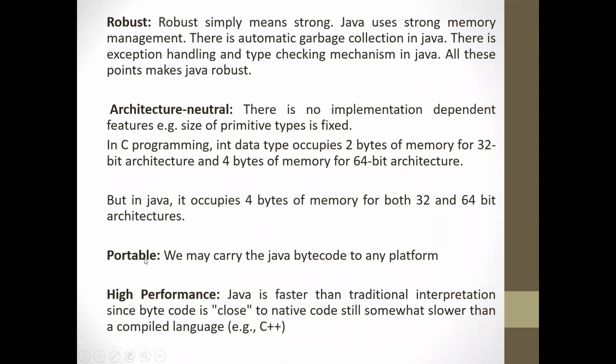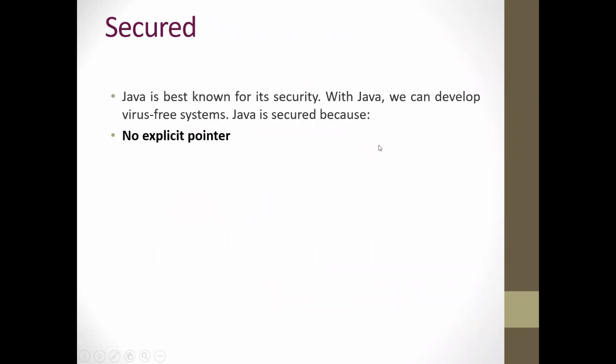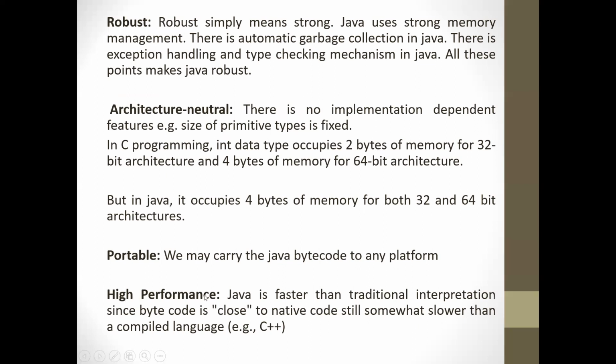Java is also portable, as we can carry the bytecode to any platform; we can take the class file and work on any machine. Next, high performance. Yes, Java is faster than traditional interpretation since bytecode is close to native code. Bytecode is easily understandable by the machine, so the machine can work with high performance. That's why Java has the feature of high performance.